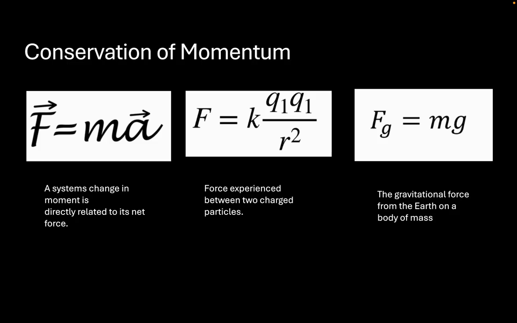Fundamental physics principles. In this lab, we're essentially balancing two invisible forces, so we have to rely on three concepts. First is Newton's second law, force equals mass times acceleration. Second, Coulomb's law, which allows us to calculate the electric force between two point charges. And finally, the force of gravity, which is constantly acting on our floating tape.